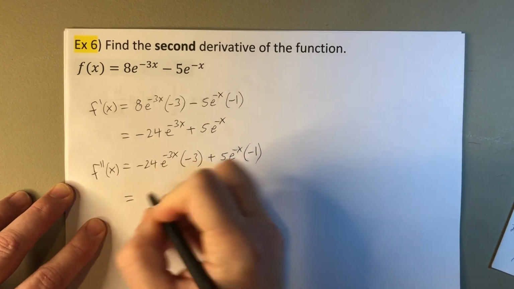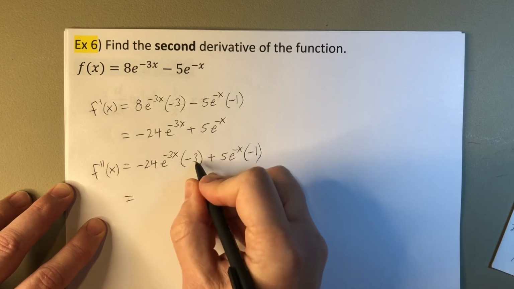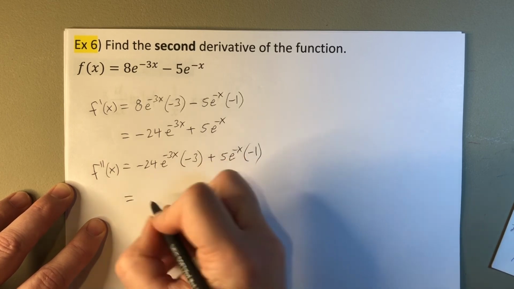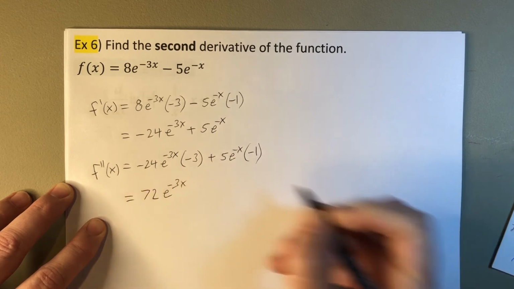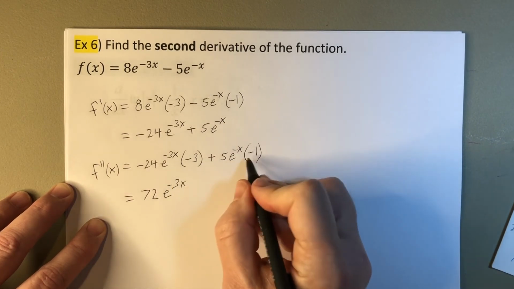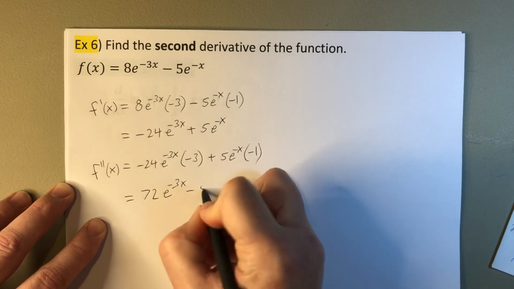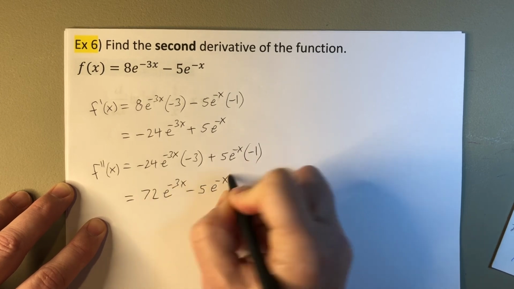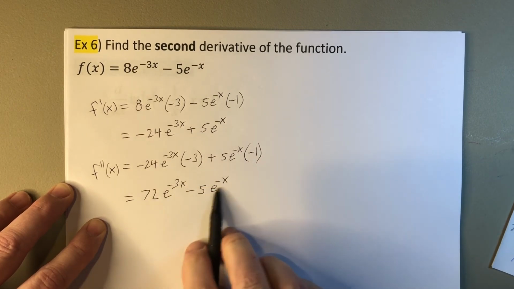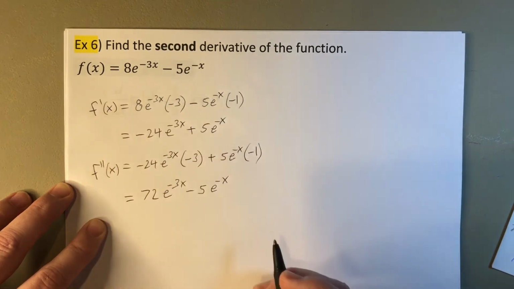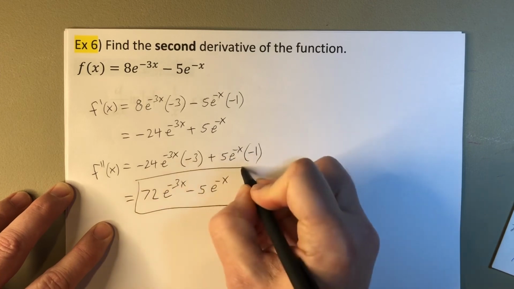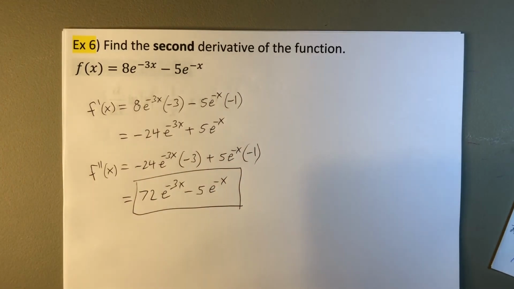And so, finally, we would get negative 24 times negative 3, which is a positive 72, e to the negative 3x. And then positive 5 times negative 1 is negative 5 e to the negative x. Interestingly, the second derivative here is equal to the original expression of our given function f. Anywho, this is the second derivative of the function f.